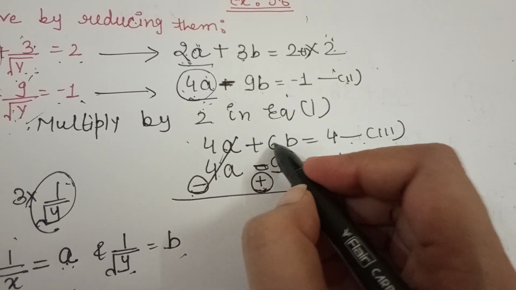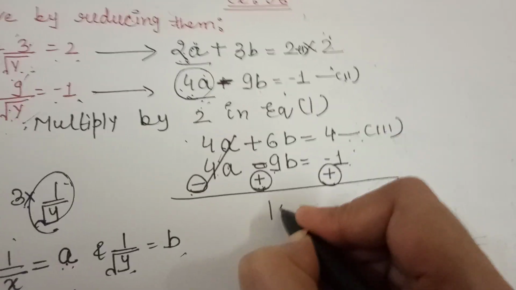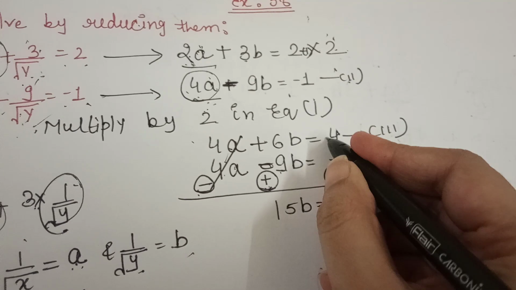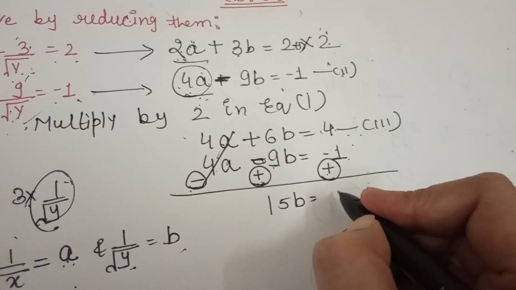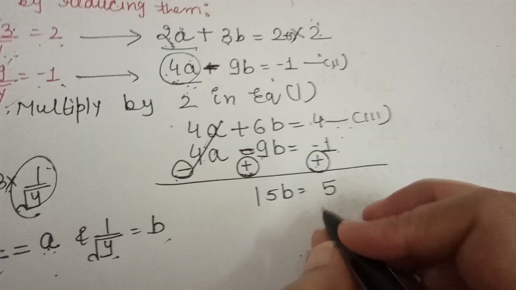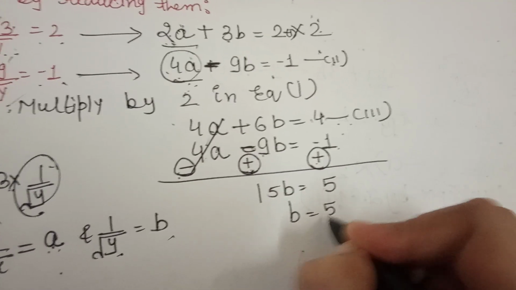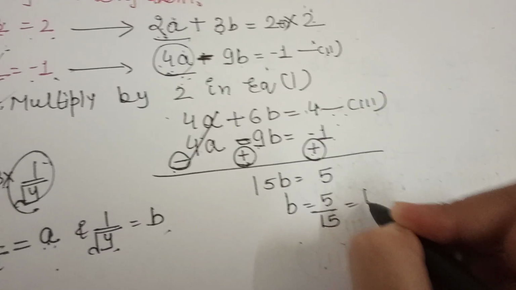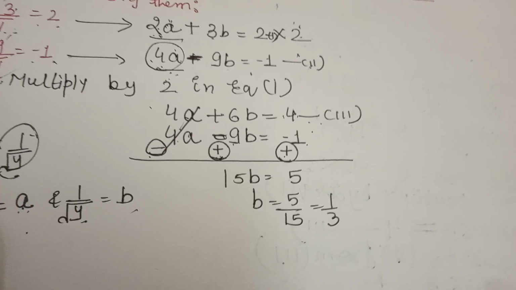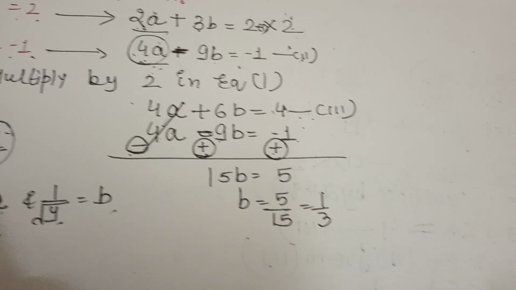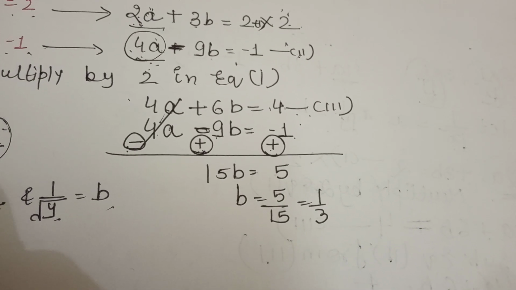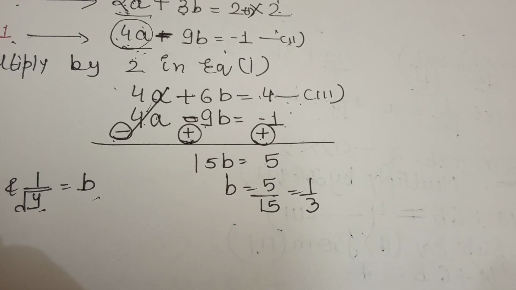So plus plus plus, 9b plus 6b, 15b. This is also plus plus plus, 4 plus 1, 5. So the b value is 5 upon 15. It means the b value is 1 upon 3. Clear? Now again we have got only one variable value.